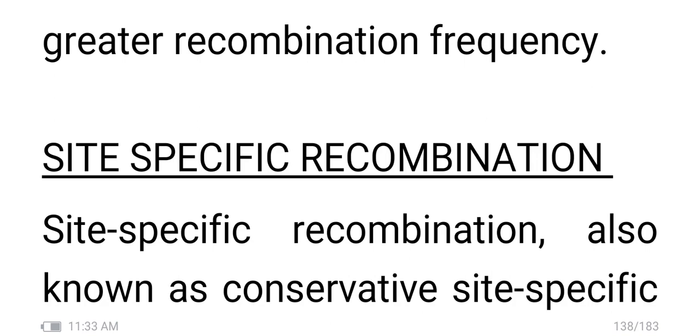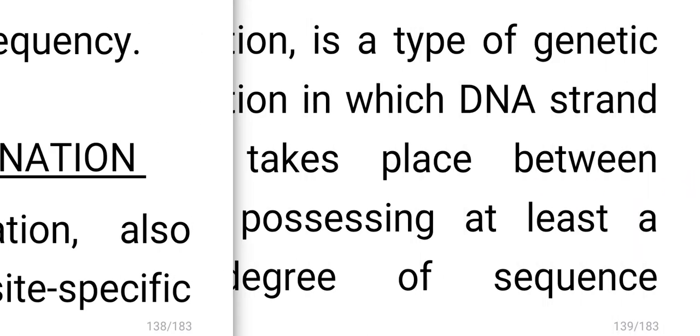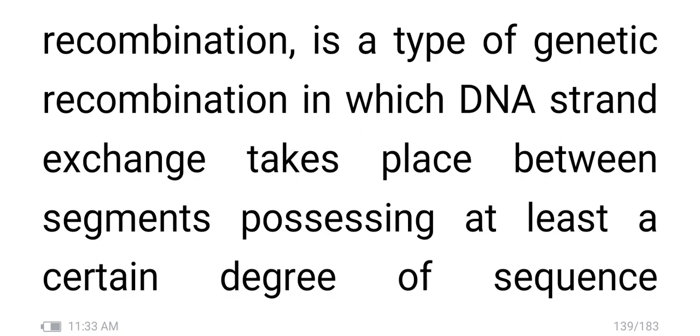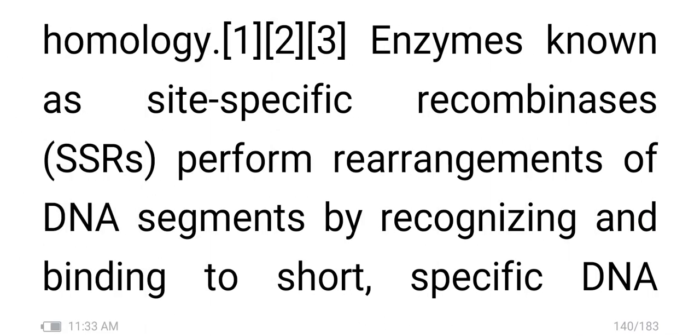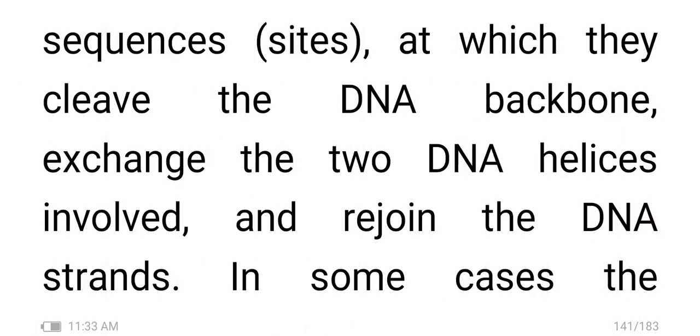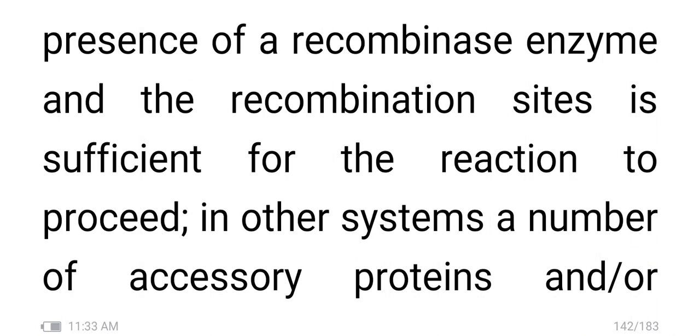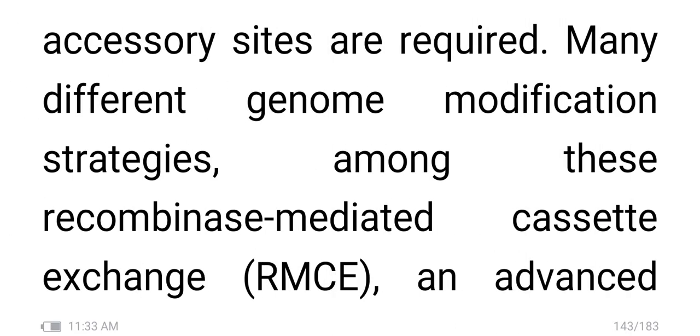Then, site-specific recombination. Site-specific recombination, also known as conservative site-specific recombination, is a type of genetic recombination in which DNA strand exchange takes place between segments possessing at least a certain degree of sequence homology. Enzymes known as site-specific recombinases (SSRs) perform rearrangements of DNA segments by recognizing and binding short specific DNA sequences, sites, at which they cleave the DNA backbone, exchange the two DNA helices involved, and rejoin the DNA strands. In some cases, the presence of the recombinase enzyme and the recombination sites is sufficient for the reaction to proceed. In other systems, a number of accessory proteins and/or accessory sites are required.